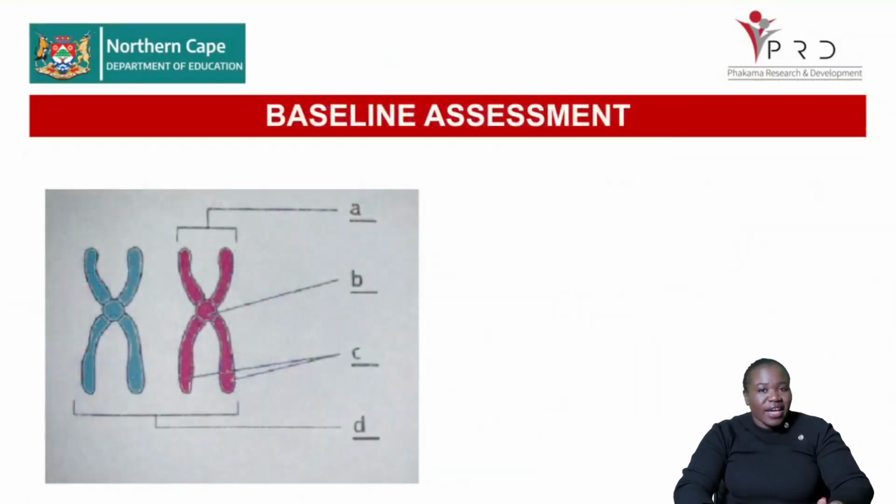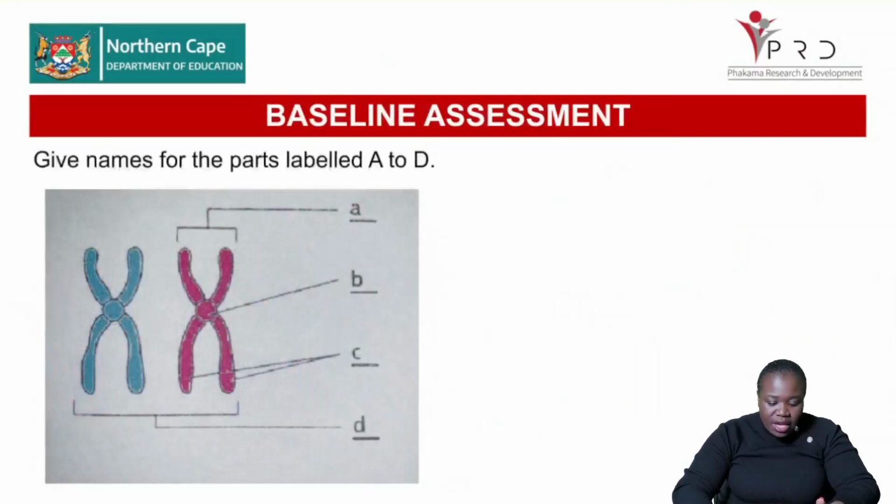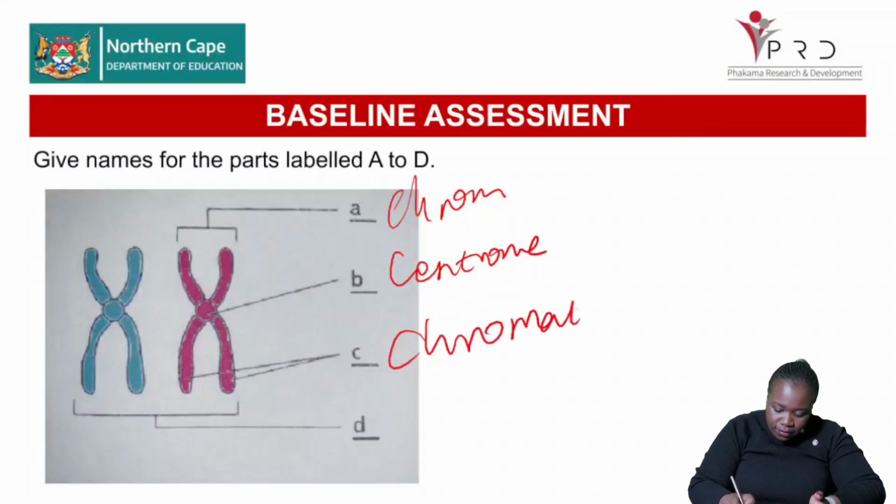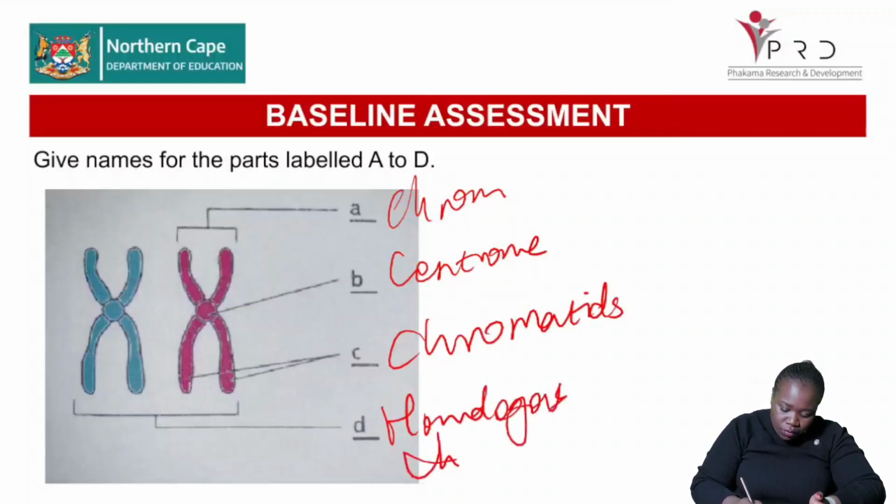Okay, let's have a look at our baseline assessment quickly. All right, it says give the names of the parts labeled A to D. So this is just for you to get a good reminder of the structure of the chromosome, right? A, here we have a chromosome. B, we have the centromere. C, we have the chromatids. And lastly, we have homologous chromosomes, or homologous pair of chromosomes.